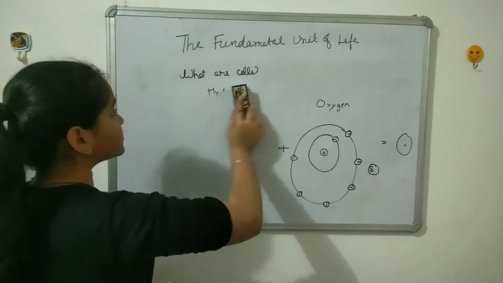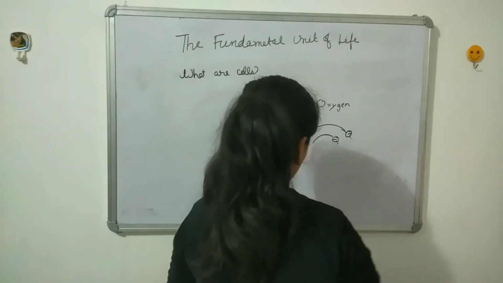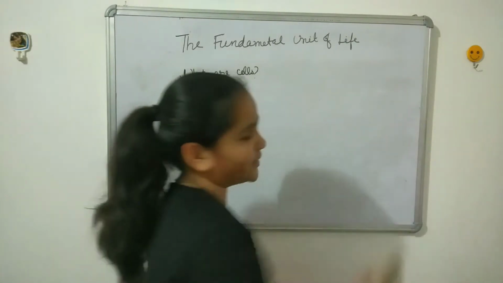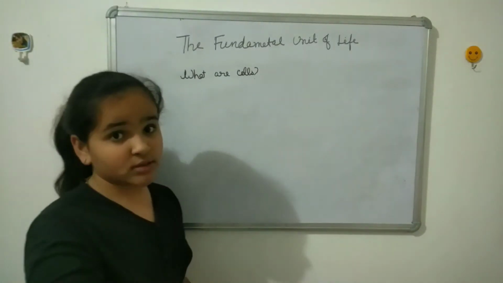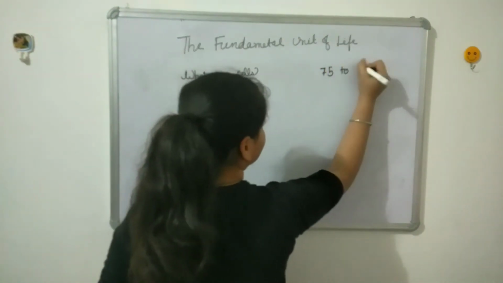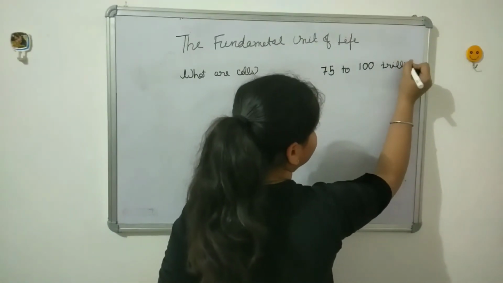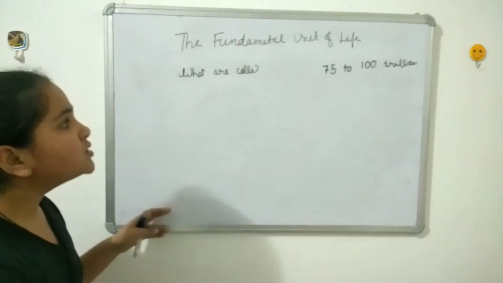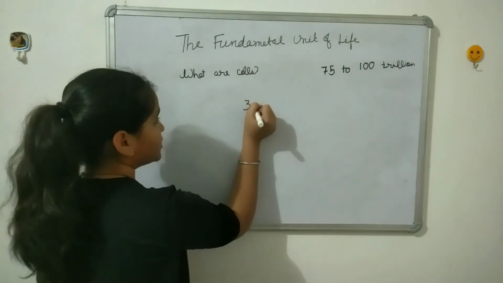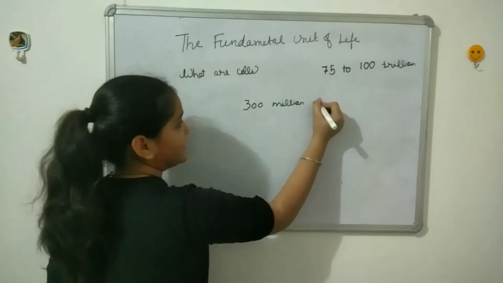So next is, you know how many cells are present in an adult human being? There are infinite numbers, but scientists have predicted that there are around 75 to 100 trillion cells in an adult human being. So every minute an adult human being sheds off around 300 million dead cells.